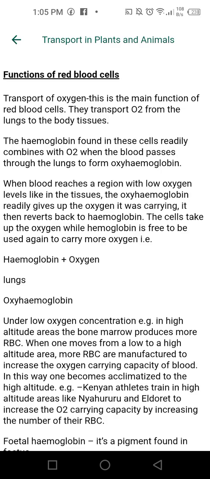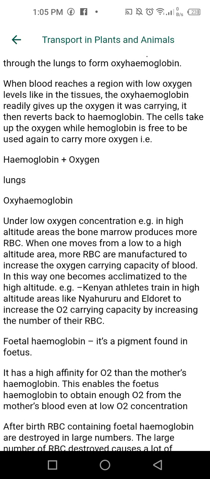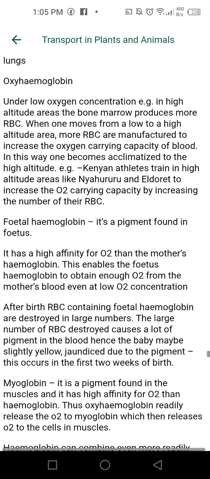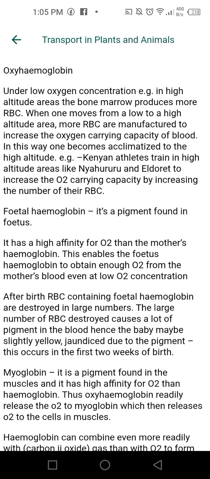Under low oxygen concentration, e.g., in high altitude areas, the bone marrow produces more RBC. When one moves from a low to a high altitude area, more RBC are manufactured to increase the oxygen carrying capacity of blood. In this way, one becomes acclimatized to the high altitude. E.g., Kenyan athletes train in high altitude areas like Nyahururu and Eldoret to increase the O2 carrying capacity by increasing the number of their RBC.